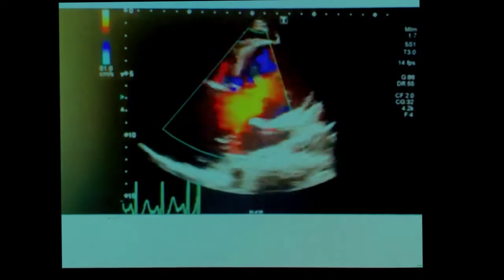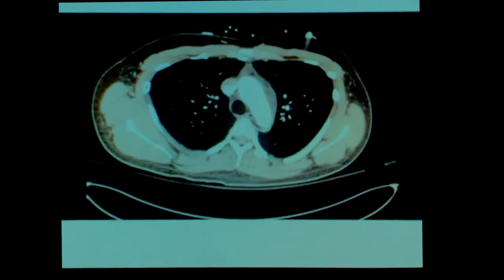So this is the CT. That's the ascending aorta. Look at the ascending, how big it is. Wow. Look at the flap. Oh, sorry, it's too bright. Maybe the flap wasn't clear. There is a huge flap. See the flap? Yeah, you can see it. Huge aorta, very big.